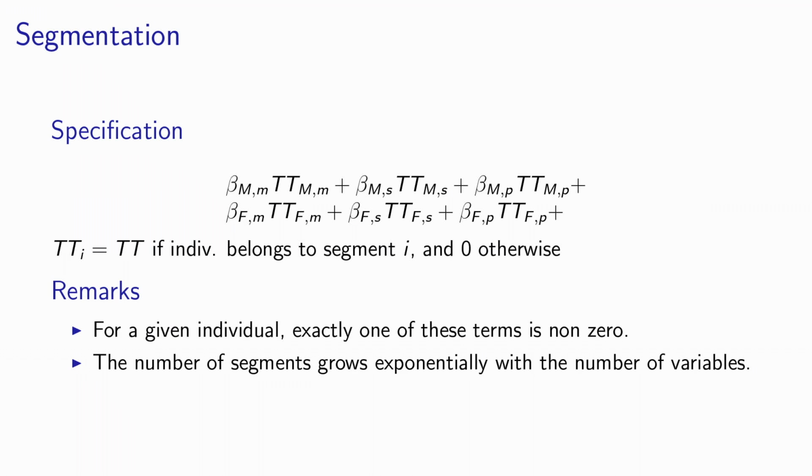Well, of course, you can continue. You can base your segmentation on 3, 4, 5 variables. The problem is that then the number of segments will grow exponentially with the number of variables. And at some point, it will be too high. You will have too many parameters. And probably you will not have enough data in each of the segments in order to be able to identify the coefficients. So it may be useful to find another specification that captures the heterogeneity in a different way.